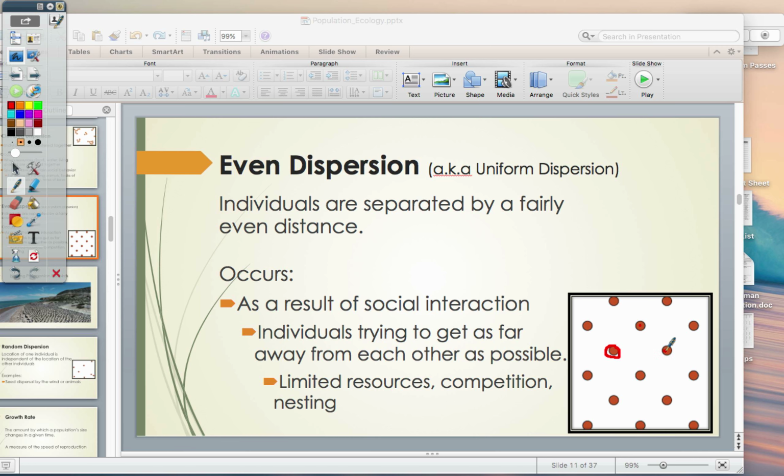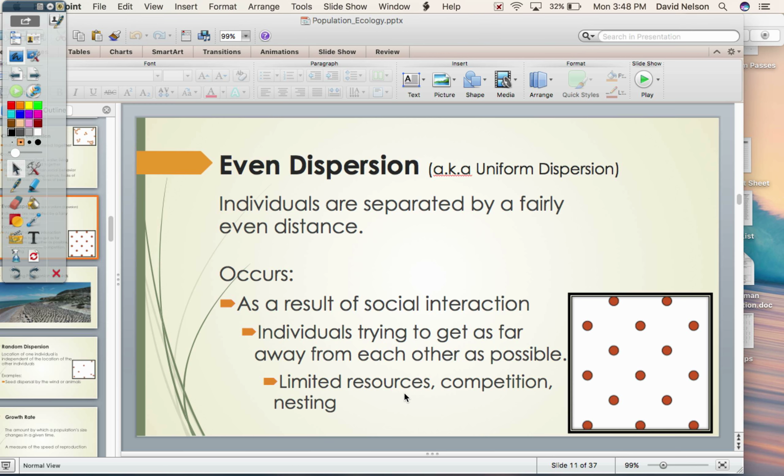And so then it's going to push this one away. He's going to find this area, protect it. So this is going to be a result of the competition where we get an even dispersion. We also might have this coming from a result of nesting.